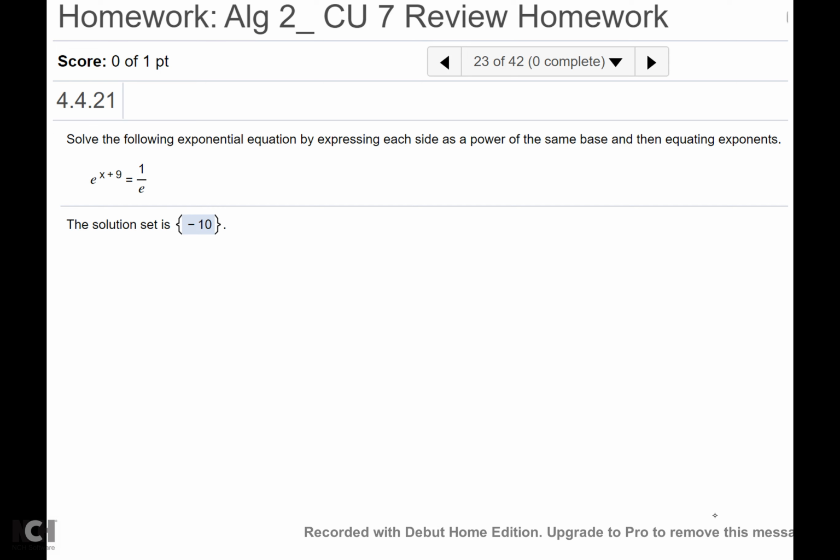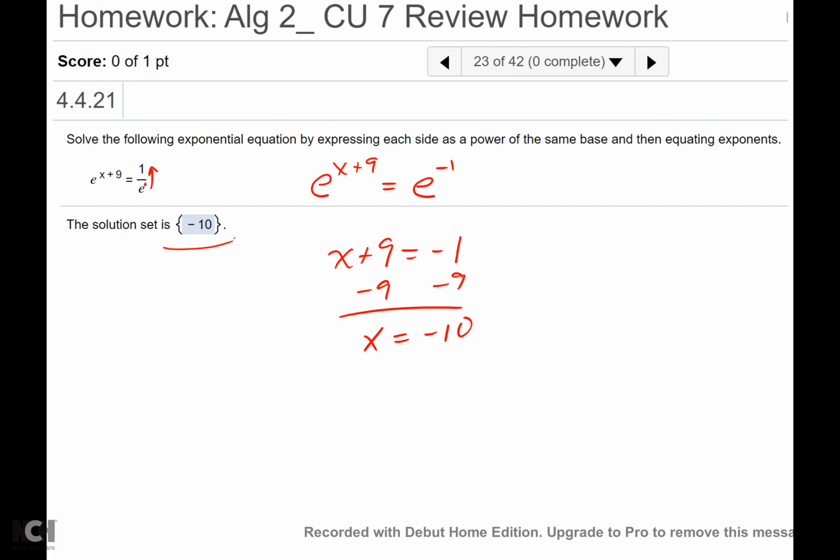Okay, solve the following exponential equation by expressing each side as a power of the same base and then equating exponents, so the directions are still the same. My bases almost match if I could just move e up, which I can by changing the sign of his exponent. So I'd have e to the x plus 9 equals e to the negative first, which means x plus 9 has to equal negative 1. Subtract 9, x has to equal negative 10.